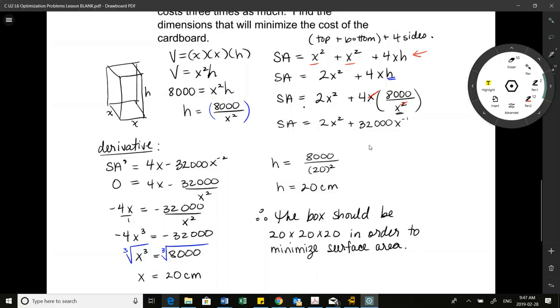So you're going to develop two formulas depending on what information you have. Also it depends on whether it's a 2D question or a 3D question. Usually in 3D you're doing volume and surface area. And then you need to plug one into the other so that you have all of one variable, find the derivative, and find where that derivative is equal to 0.